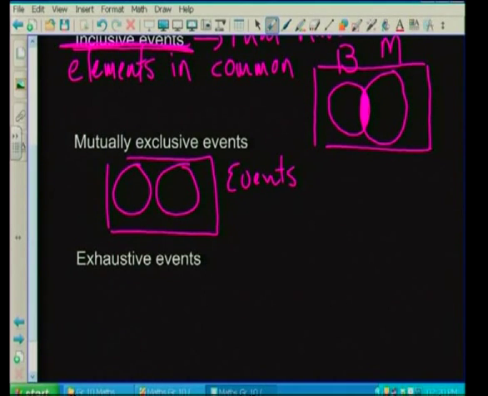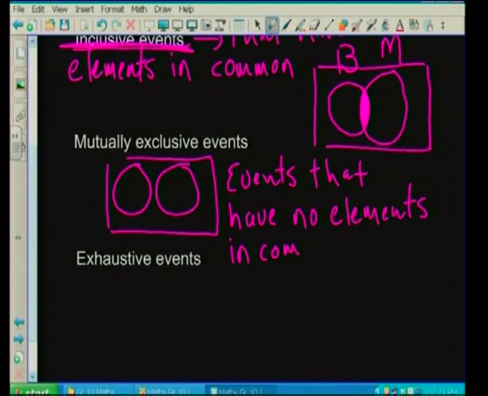And the definition of a mutually exclusive event, let's write it down. Events that have no elements in common. So the two are really the opposites of each other. Inclusive events are events that do have elements in common. Mutually exclusive events are events that do not have elements in common. Right. Let's move on then to exhaustive events.